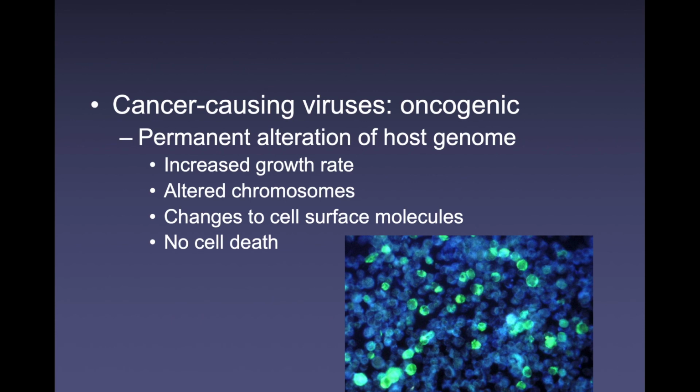Altered chromosomes, obviously, changes to cell surface molecules. Like when we get into chapter 13, we'll talk about this again with major histocompatibility complex, or MHC complexes. And then in all cases, we're talking about prevention of cell death. These are oncoviruses that cause these.